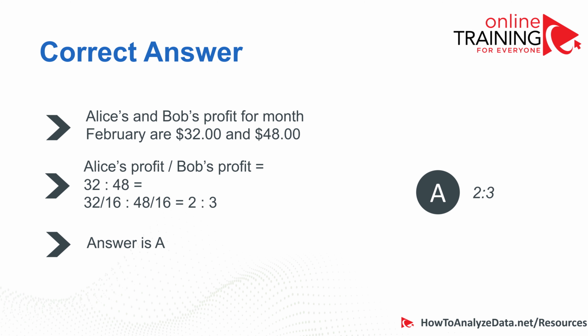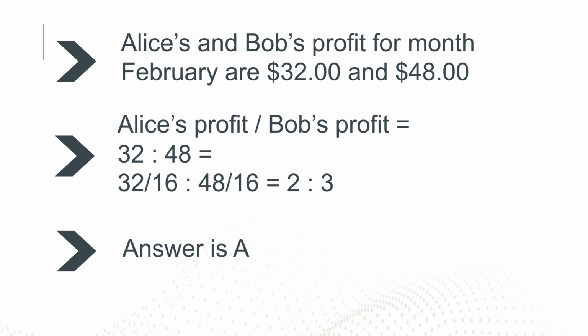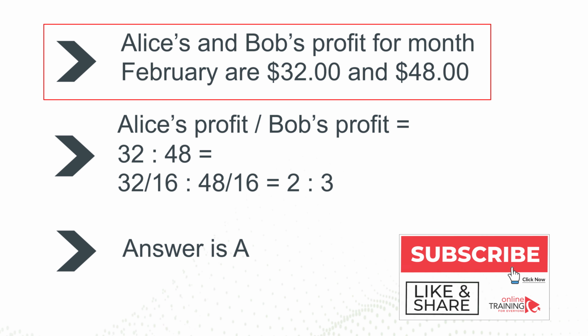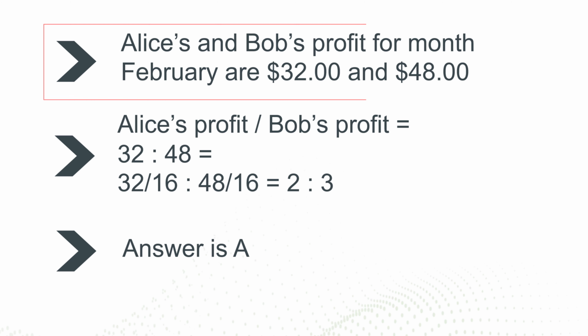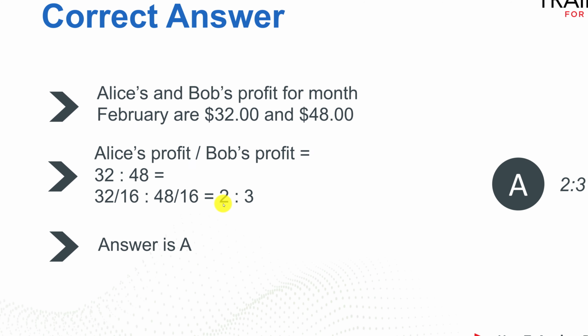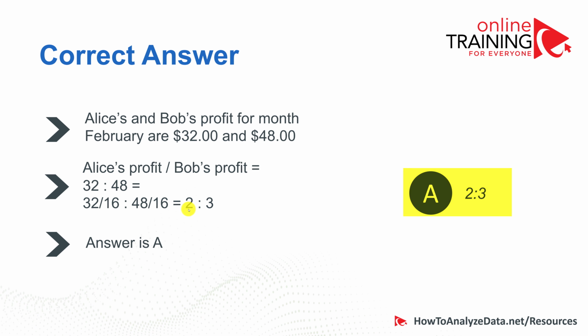Let's see how you can get to the right answer here. First, to get to the right answer, you need to identify Alice's and Bob's profit for the month of February, which is represented by amounts of $32 and $48. So the ratio of Alice's profits to Bob's profit is 32 to 48, which is an equivalent of 32/16 to 48/16, which is an equivalent of 2:3. So the correct choice here is choice A, 2:3.